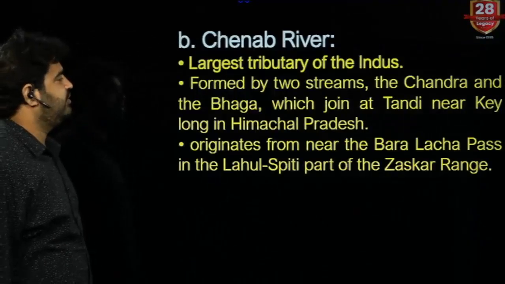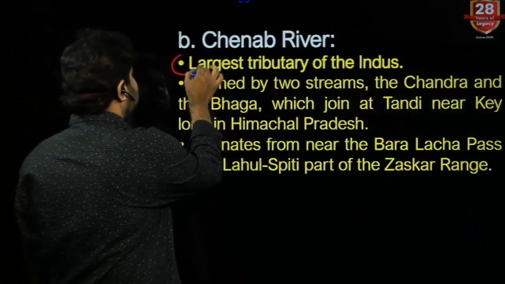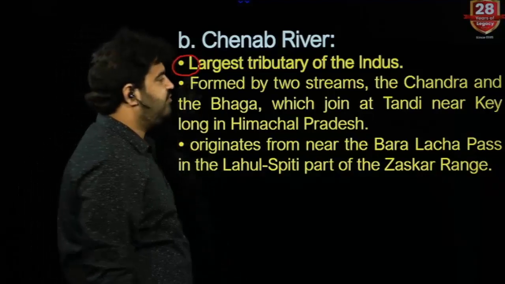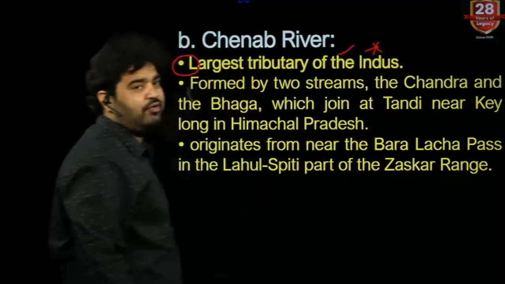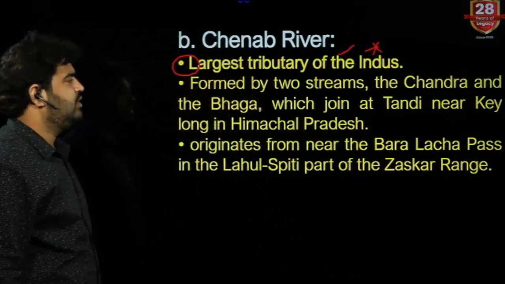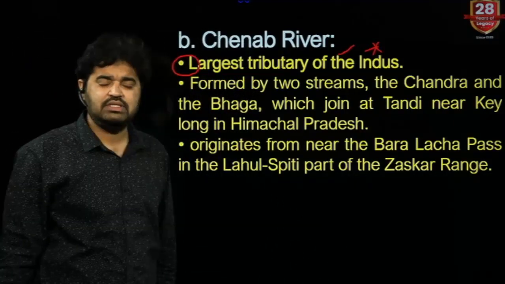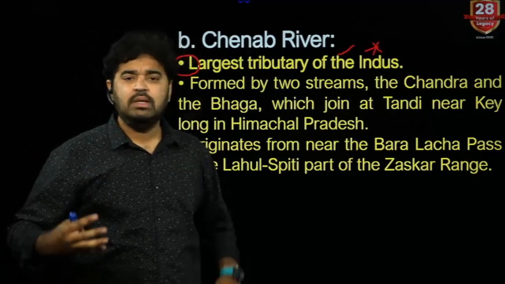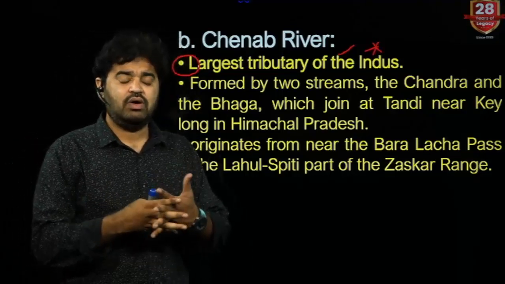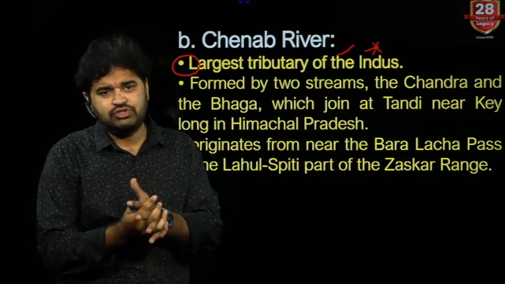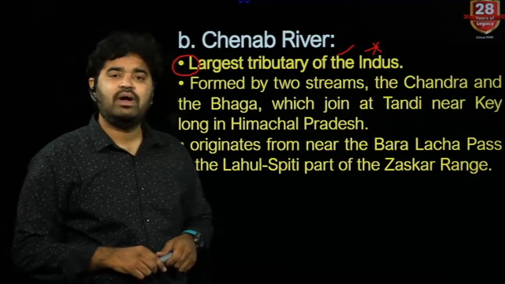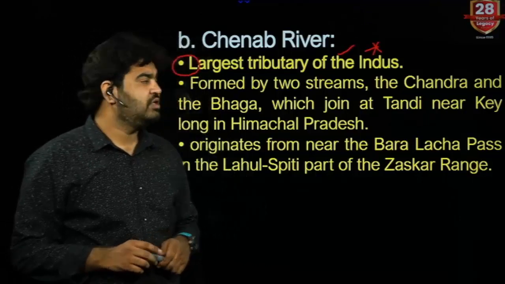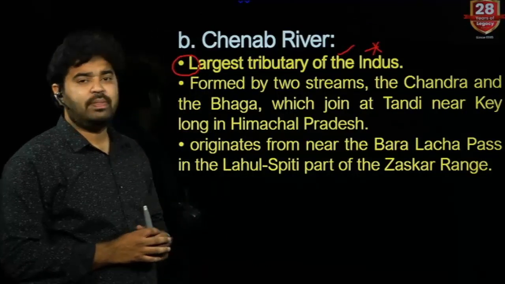Next, Chenab River. Chenab is the largest tributary of Indus. Here we can expect the question. Which of the following is the largest tributary of Indus? That is Chenab. The river is formed with the merging of two streams, that is Chandra and Bhaga. Because of that reason, this river is also known as Chandrabhaga.